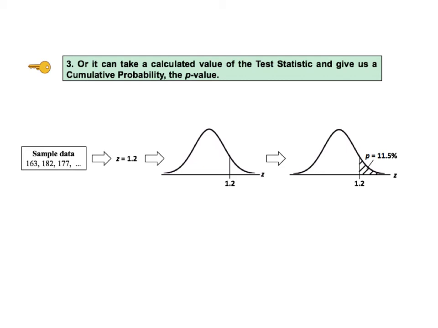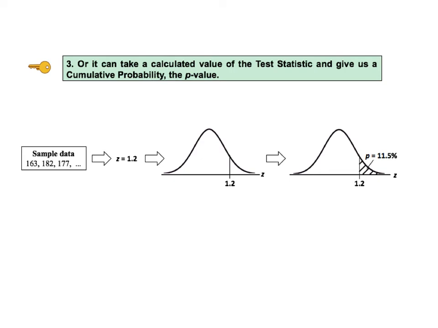In this example, we have collected a sample of measurements of height in centimeters as shown in the box. We use the formula for the test statistic z to calculate a value for z from the sample data. Z is calculated to be 1.2 in our example. Then we plot that point on the horizontal axis of the test statistic z.